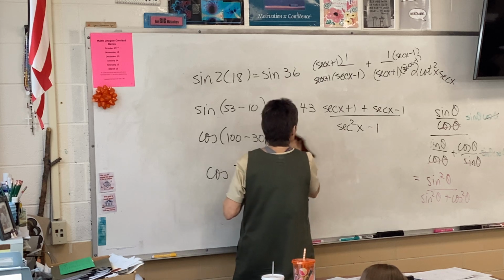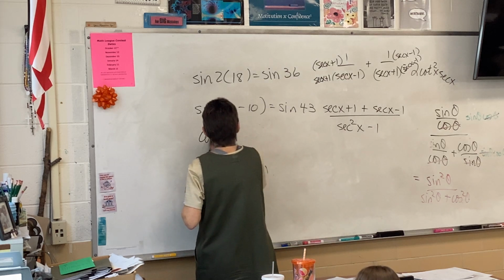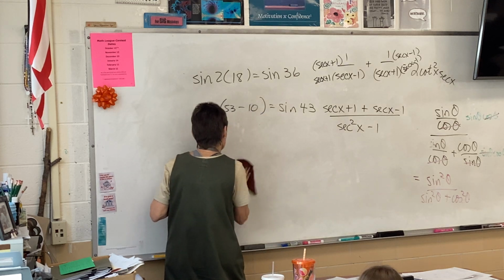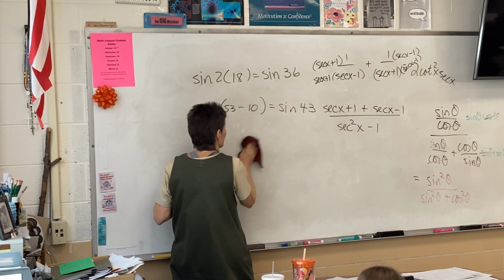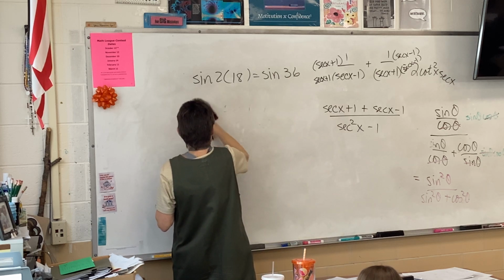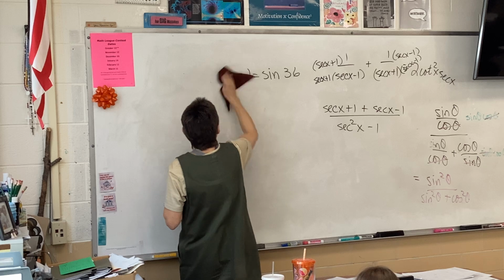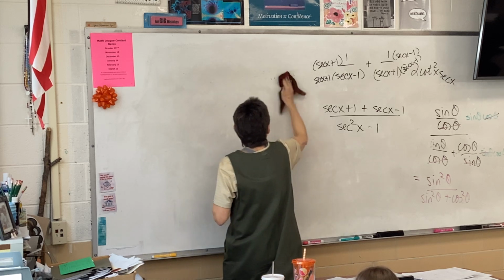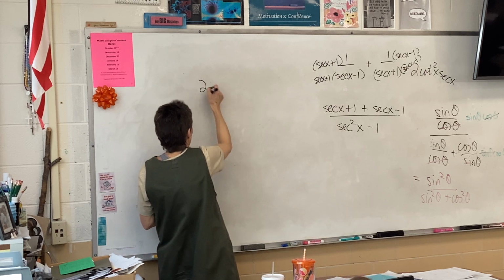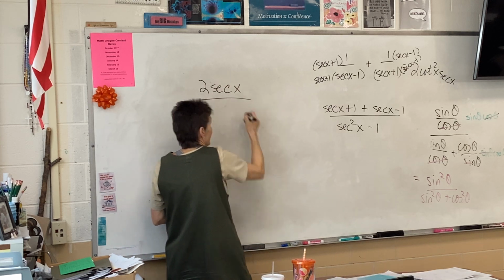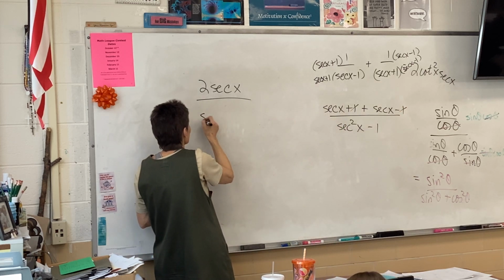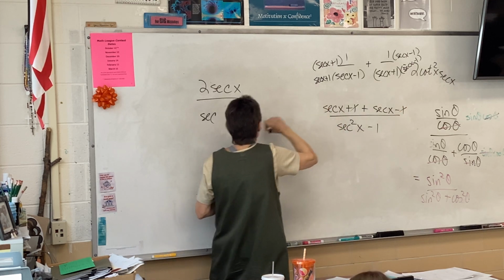Or you can use difference of squares. You can't do any canceling. Difference of squares, secant squared on the top. It wouldn't be secant squared on the top, you add the secants. It would be what on the top? 2 secant. Yeah, because it's secant plus secant. It should be 2 secant, right? And these cancel. Now, I don't wanna factor that because that's gonna take me right back to where I was.